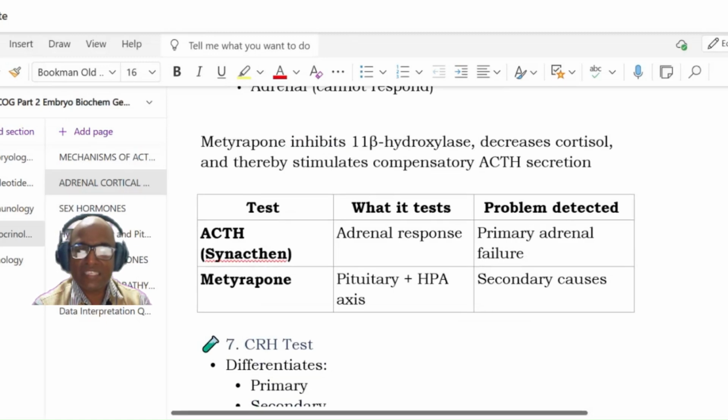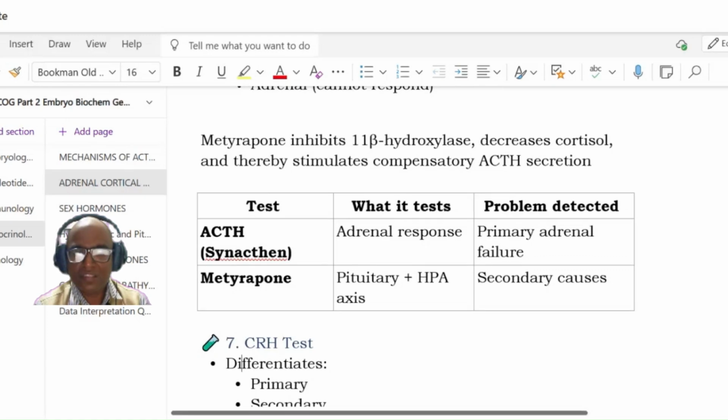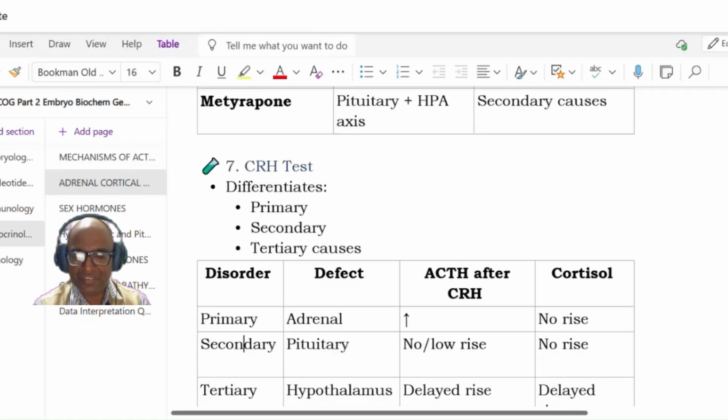Let us see about the Synacthen test, that is the ACTH test, and the Metyrapone test. What does the ACTH or Synacthen test basically test? It tests the adrenal response after giving the ACTH, and it is mainly the primary adrenal failure which is detected by the ACTH test. The Metyrapone test will detect the pituitary plus HPA axis, mainly the secondary causes. The third test is a CRH test. This CRH test will differentiate whether it is a primary, secondary or tertiary cause.